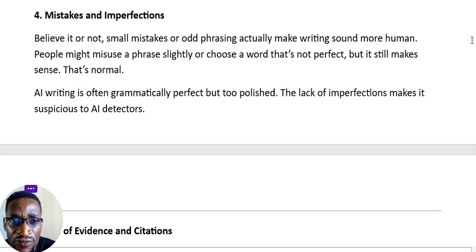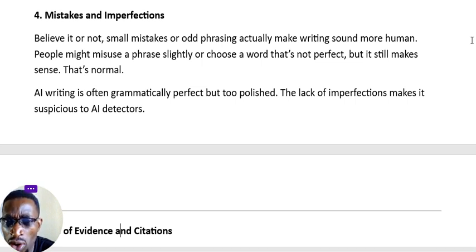Now, four, mistakes and imperfection. Believe it or not, small mistakes or odd phrases actually make writing sound more human. There is no way, no matter how intelligent you are, no matter the level of your academics, you will not make mistakes. Either mistakes in punctuation, or mistakes in spelling, or mistakes in many other ways. Are you getting me? Even in presentation.